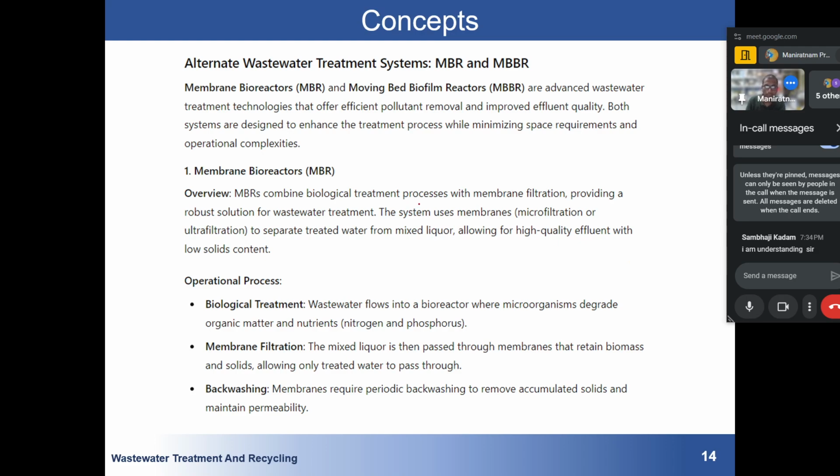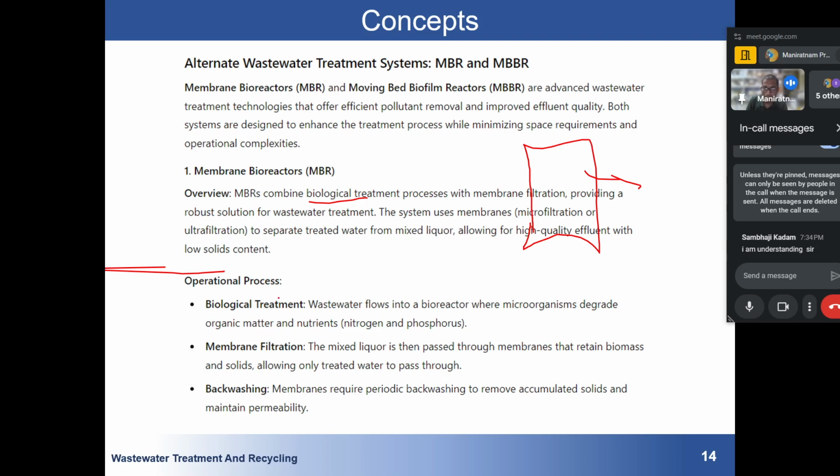So what will happen? Remember, these membranes have a specific pore size, so they will be able to remove all the solids which are above that size. And along with that there is some kind of biological process also. So the membrane is removing all the suspended solids. All the solids are being removed, so the water which comes out will have very low solid contents, okay. And apart from that there is some kind of biological treatment also, okay.